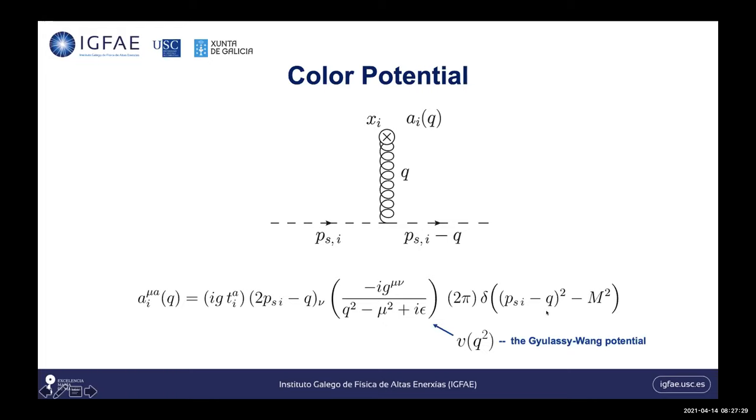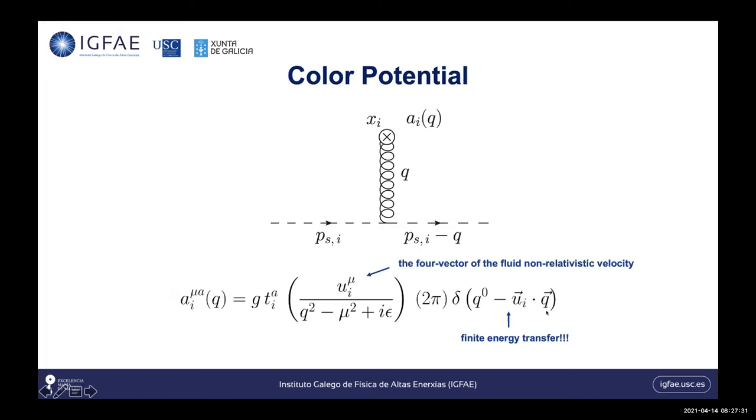In the original calculation, the in-matter source is assumed to be static, and there is this delta function of q0 saying that there is no energy transfer from your source in matter to your jet. And then there is a very particular coupling: only one component of the color potential is essentially large, others are hugely suppressed.